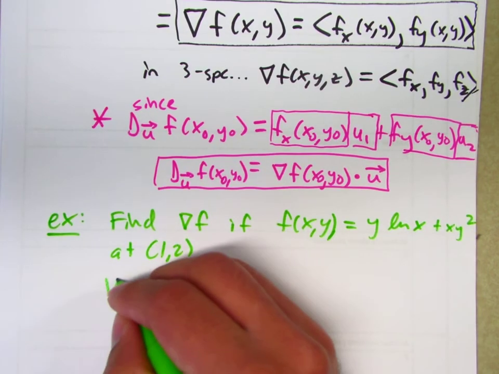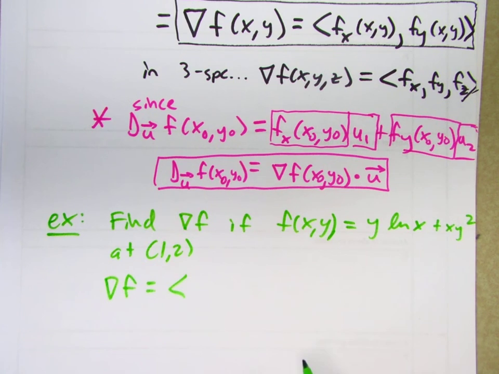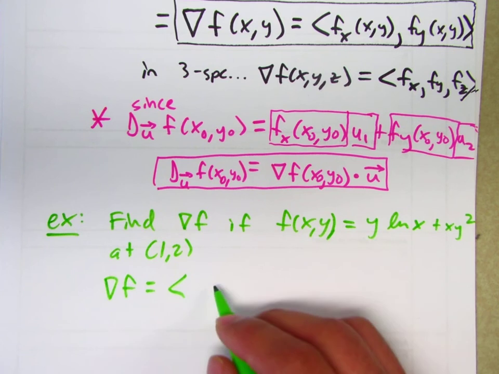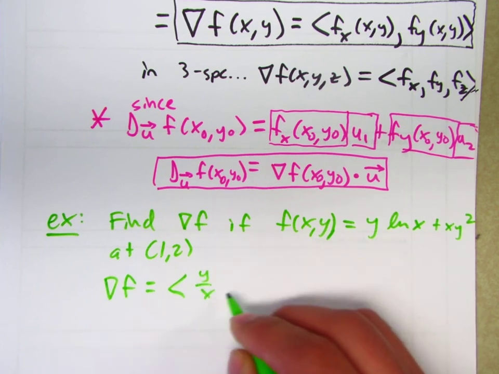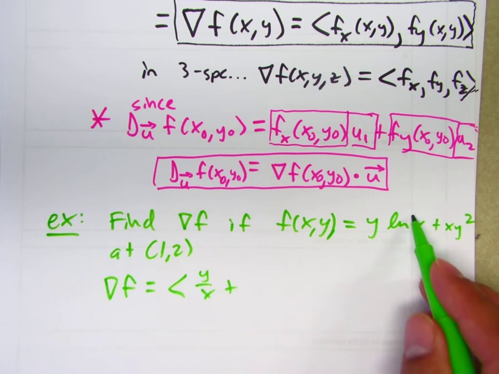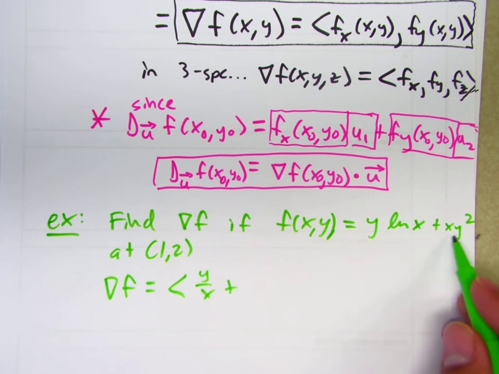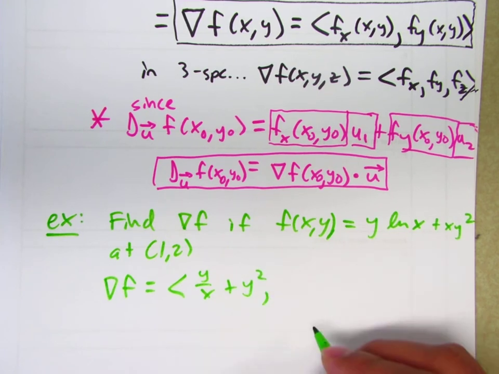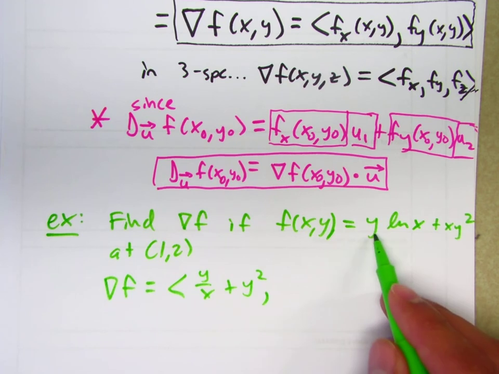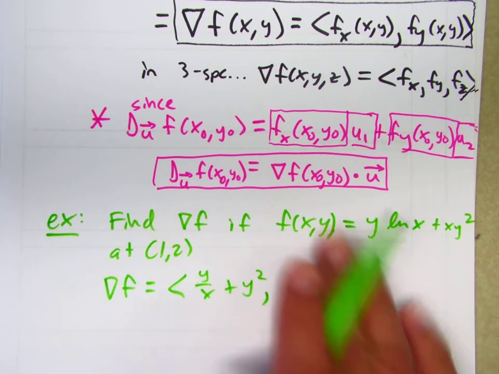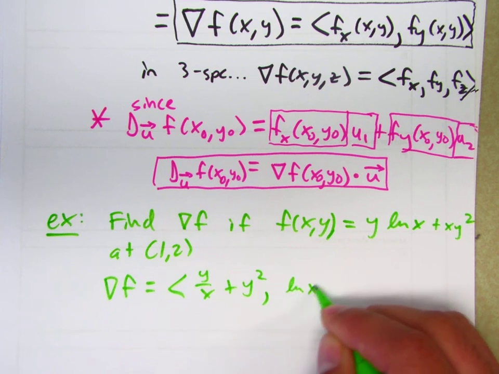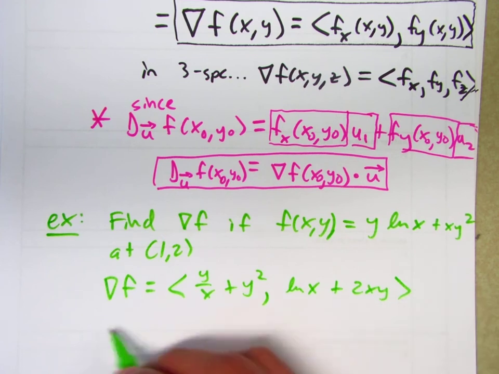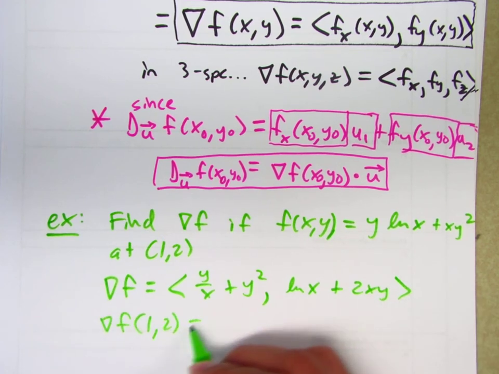Okay, so let's find the gradient. And it's just using the definition that we discussed up here, right? You do partial x for the first component. So that's just going to be y over x. Natural log of x is 1 over x times y. You get y over x. And then here the derivative of x is just going to be 1, but we still got the y squared. So there's the first component. Second component, you take the derivative of f with respect to y. So that just gives you natural log of x plus 2xy. And so now at the point 1, 2, plug it all in there.